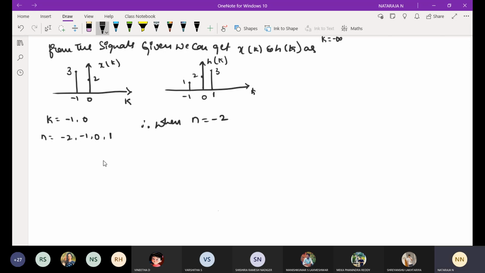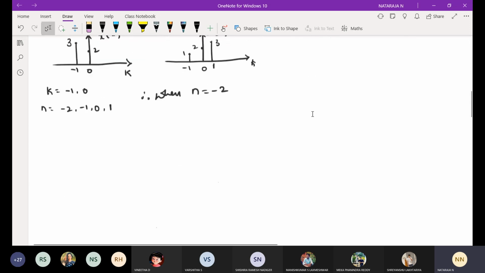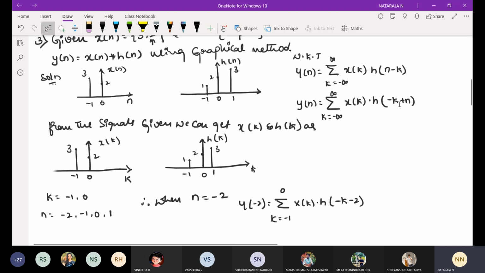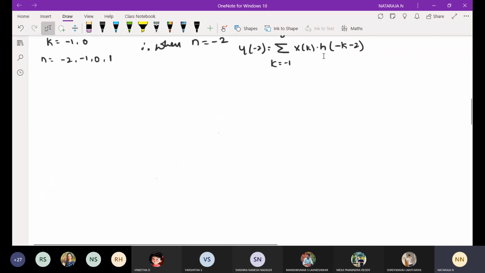Next step is when n is equal to -2. From my original equation, I am going to consider this second equation, so that y of -2 is equal to summation k is equal to -1 to 0, x of k into h of -k -2. Here we have a plus n. Minus k plus n is replaced by minus k minus 2. Why? Because the n value will be -2. That is why I have changed this equation.